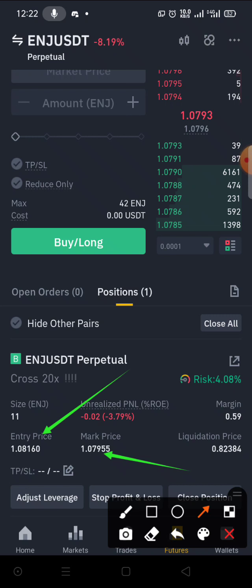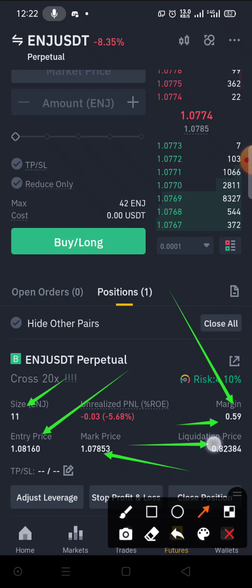So now, this margin is the amount I spent in buying these 11 pieces of ENJ. This is the amount I spent, again 0.59 cents. And now this is my liquidation price. All these things, we'll talk about. So remember, we are still on the cross margin. Remember, we are still on the cross margin.